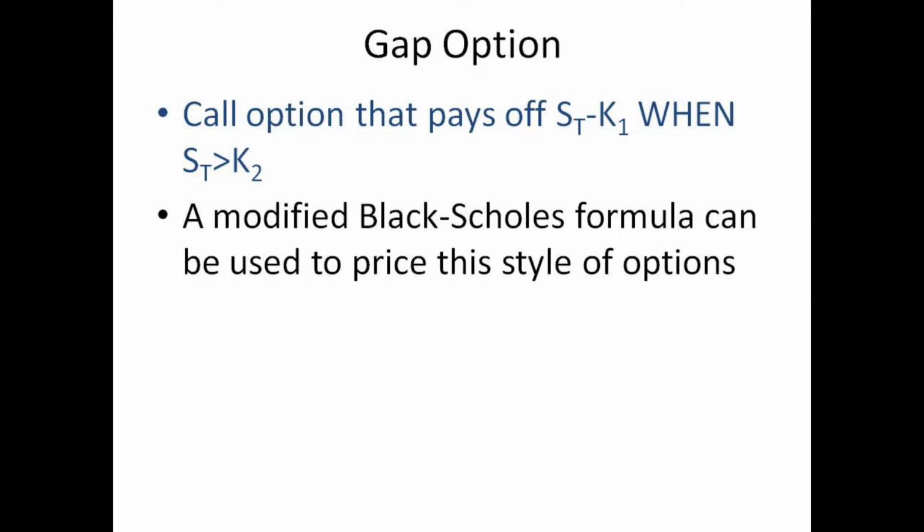So our next exotic option is a gap option. A gap option is a type of barrier option where the strike making the option exercisable differs from the strike used to calculate the payoff. Gap call options pay off ST minus K1 when ST is greater than K2. And the modified Black-Scholes formula can be used to price this style of option.